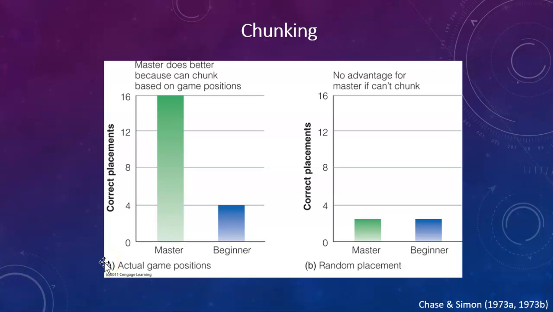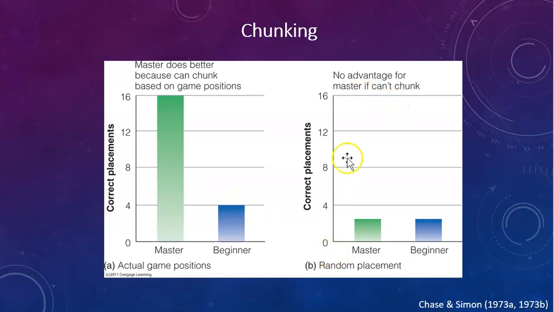But in the game of chess, you need to know the proper game positions, right? So why does a master of chess do better than a beginner? It's because the master can chunk based on game positions. A lot of placements or game positions, they can chunk into groups that kind of mean the same thing. And so the master is able to hold more information in their mind at a time because they know how the proper game positions are. Whereas a beginner isn't as aware of that, so they're not able to use chunking, so they're only going to be able to remember a few of the correct placements.